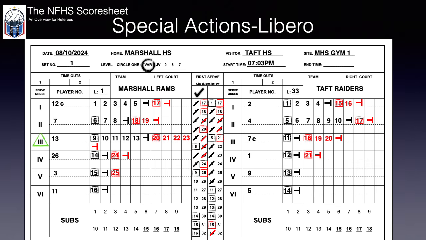When a libero serves, a triangle is placed in 3 places: around the position number in the serving order in which the libero is serving, around any points in the scoring section the libero is awarded, and around any points in the running score section the libero is awarded. In our example, the libero for the Lady Rams serves in the 3rd position in the serving order and scored points 10, 11, 12, and 13. Triangles are placed around the serving position, in the scoring section, and running score. The triangle around the dash bar indicates the libero was the active server during the side out.